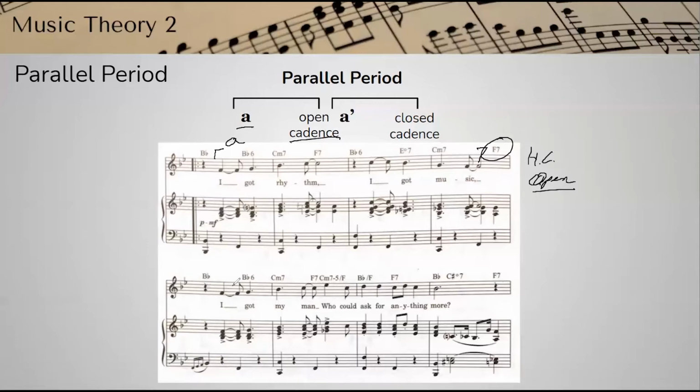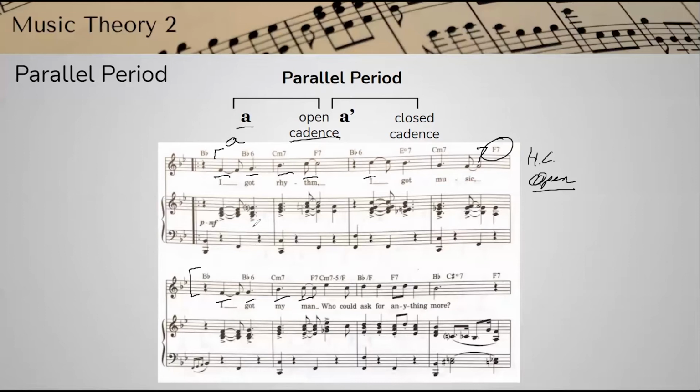Now this next phrase starts the same way. If you look at the first little melody here, it's the same as up here. So F, G, B flat, C. So we would say that this starts like A, but then you'll see that it's different. Who could ask for anything more, right? Which is different than what happened up here.